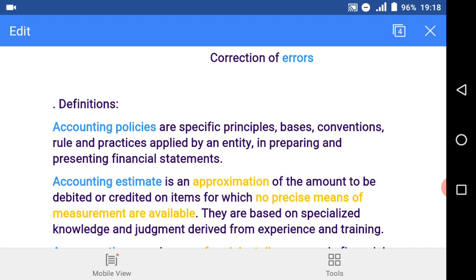Sometimes it might not be real transactions like an exchange of goods, trade, and the like, but we'll be having examples of them at the end of this class. It's down there. So now it says they are based on specialized knowledge and judgments derived from experience and training. Now the main part is the first part: an approximation of amounts to be debited or credited on items for which no precise means of measurement are available.